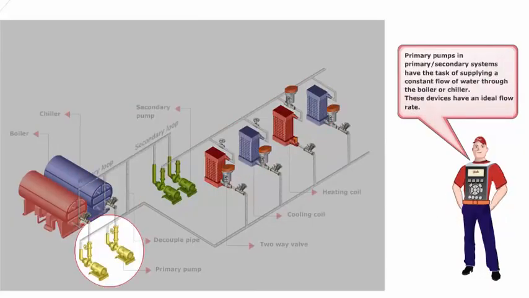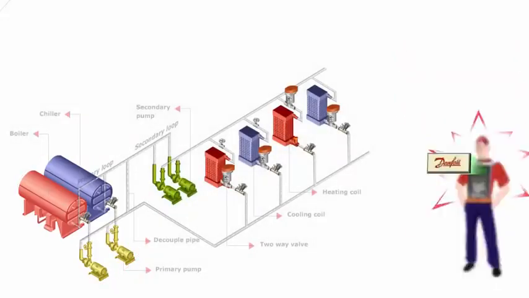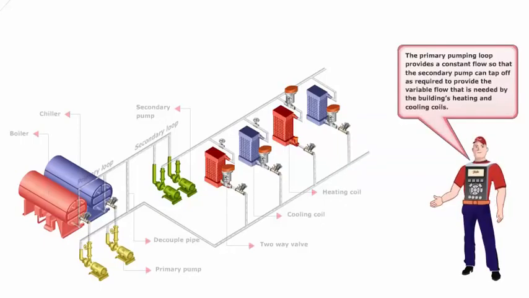Primary pumps in primary/secondary systems have the task of supplying a constant flow of water through the boiler or chiller. These devices have an ideal flow rate. Flow rates that are too high or too low can reduce the system efficiency and possibly damage the equipment. The primary pumping loop provides a constant flow so that the secondary pump can tap off as required to provide the variable flow that is needed by the building's heating and cooling coils.